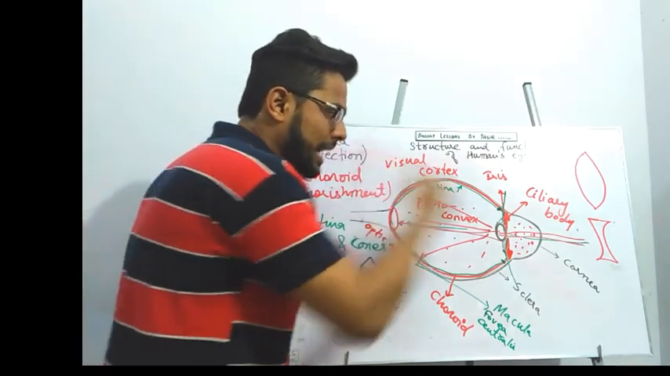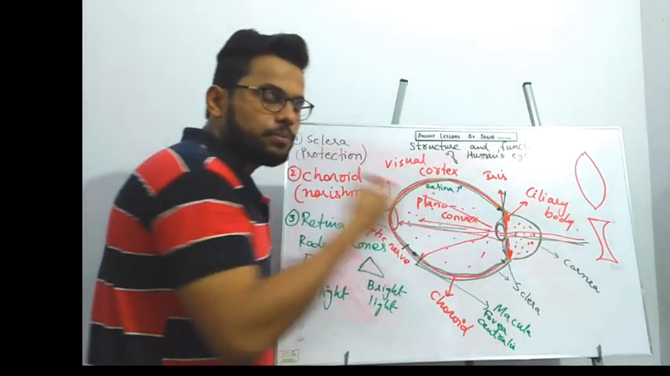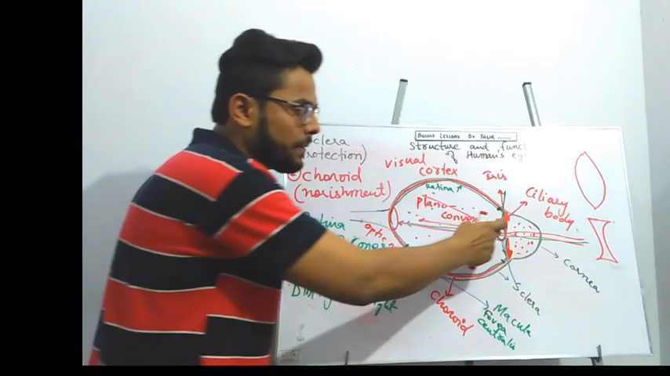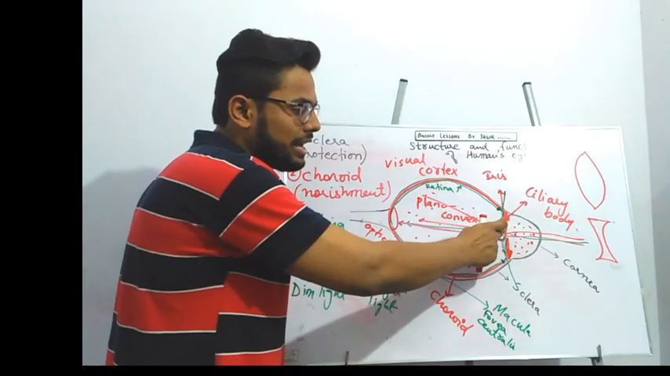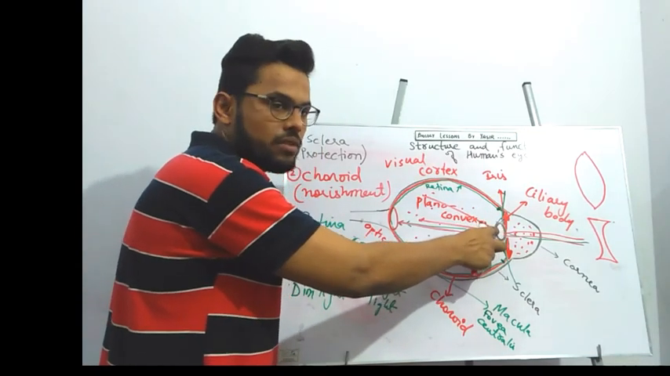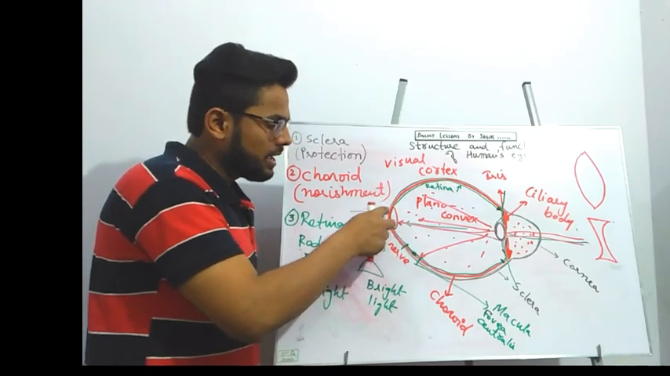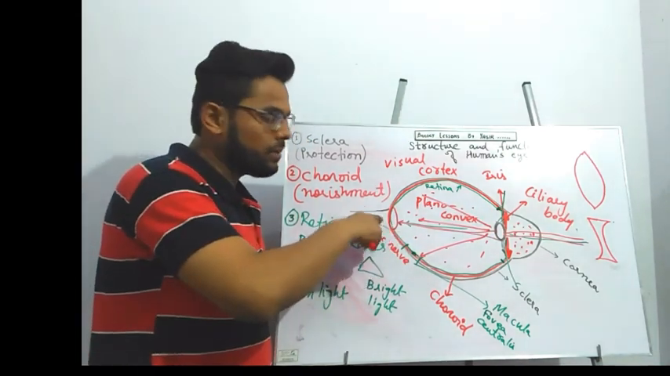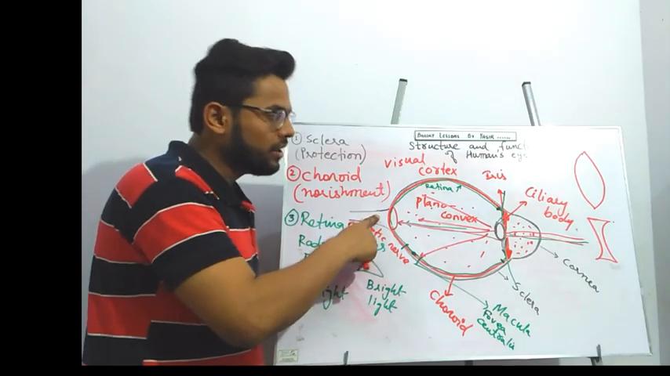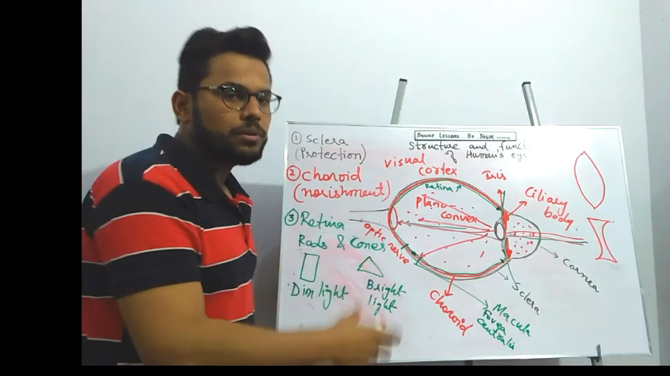So light will come, and the iris controls the amount of light. The light is converged with the help of this plano-convex lens. This plano-convex lens forms the image on the optical disc. The messages travel to the brain via the optic nerve to the visual cortex part of the brain, and we can see.